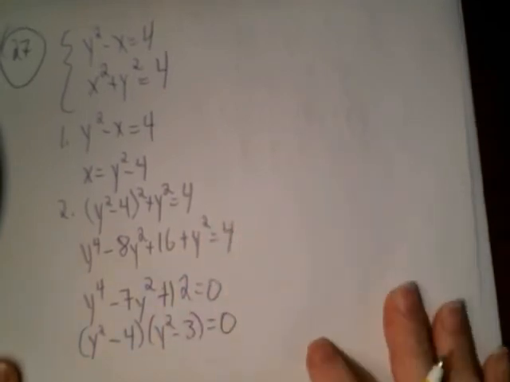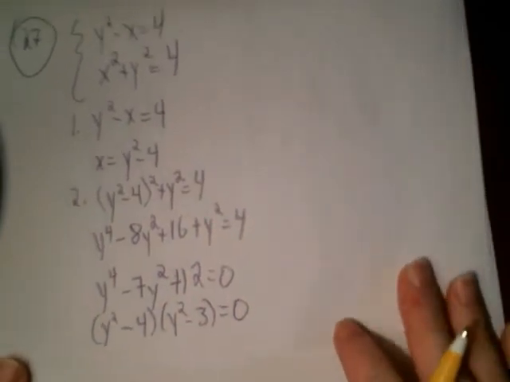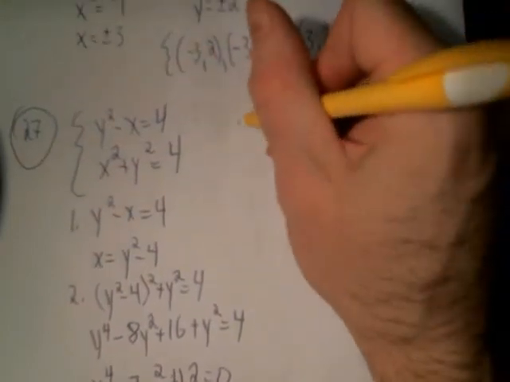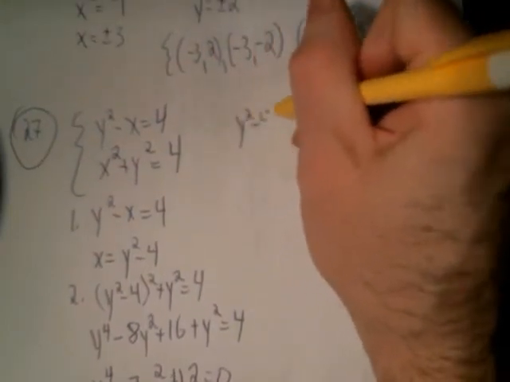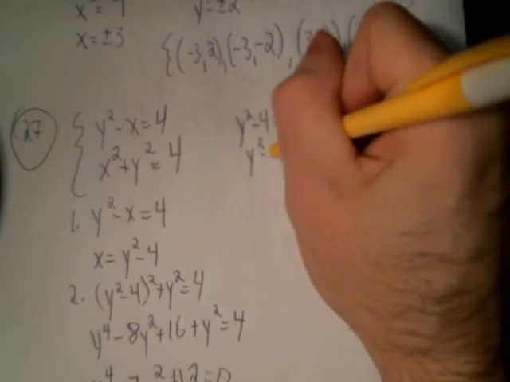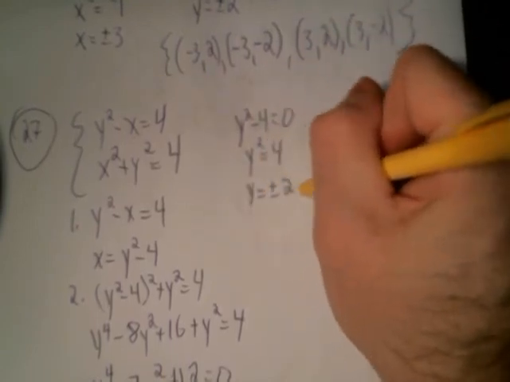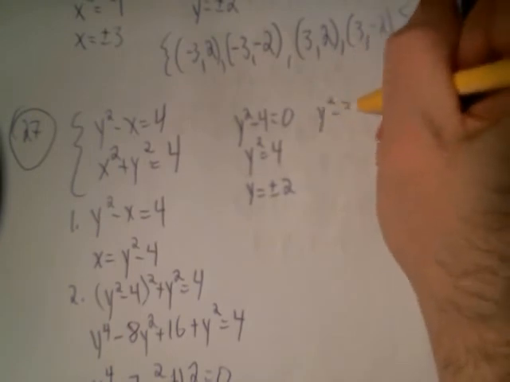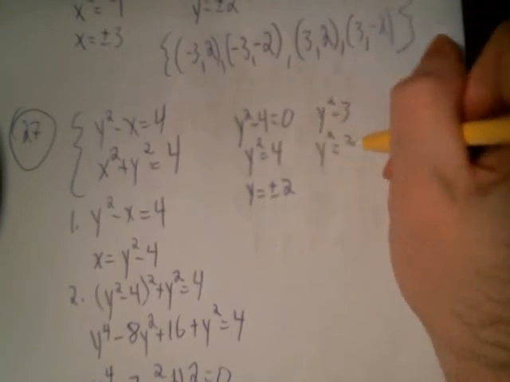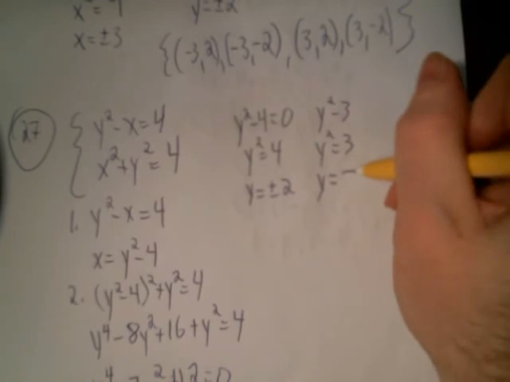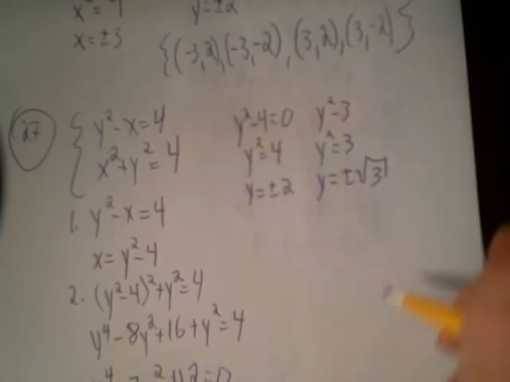is 0. And square root property on both of them. You get y squared minus 4 is 0, so y squared is 4, and square root property says y is plus or minus 2. From the y squared minus 3, you get y squared is 3, so from the square root property, y is plus or minus root 3. Okay.